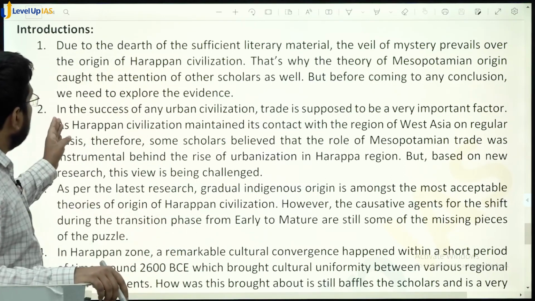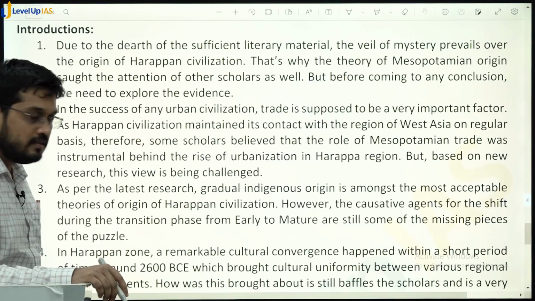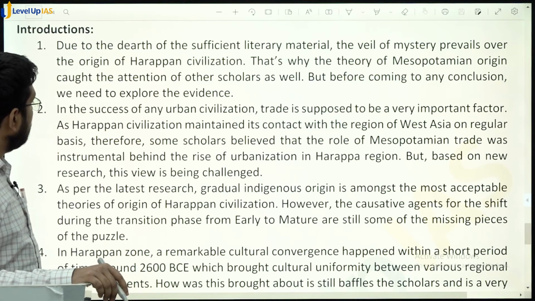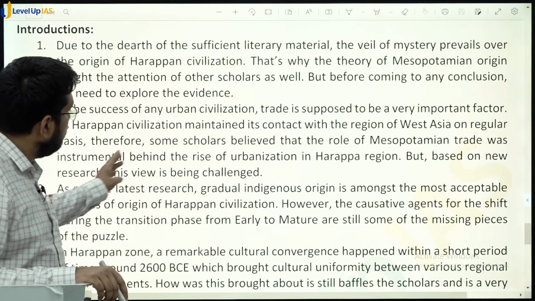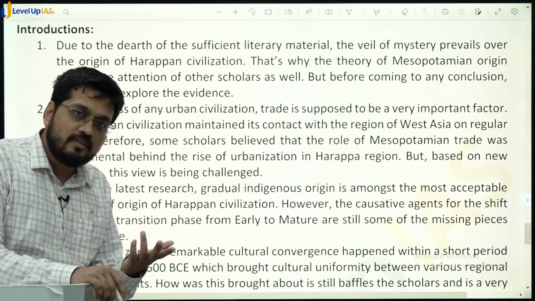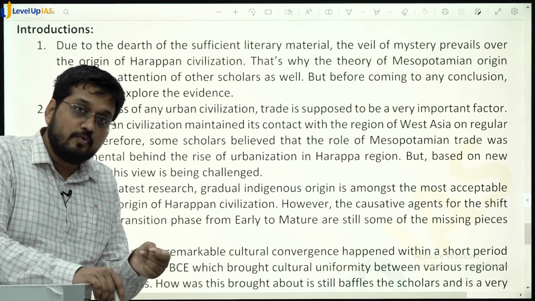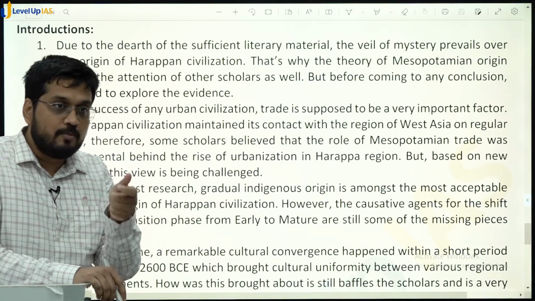Then you have: in the success of any urban civilization, trade is supposed to be a very important factor. As Harappan civilization maintained its contact with the region of West Asia on a regular basis, some scholars believe that the role of Mesopotamian trade was instrumental behind the rise of urbanization. But based on new research, this view is being challenged. Again, this third line is very important. It gives a hint towards where your answer is going to go. You should learn to write that line, thesis and post-thesis.